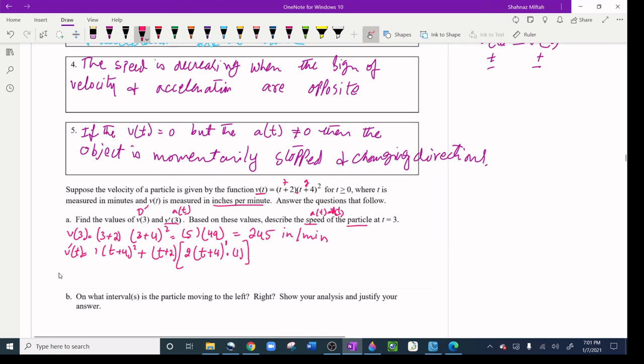Next, let's fix it around, or probably distribute that too. So I'm going to write v prime of t equals t plus 4 whole squared. I'm going to keep that as it is. I don't want to solve or FOIL this because I just have to plug in 3 there, so I don't want to waste time on that, but I just have to fix this a little bit.